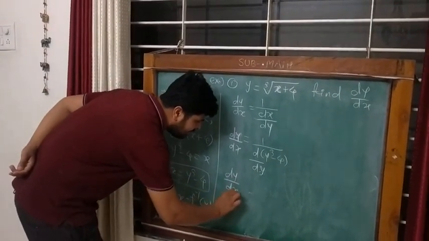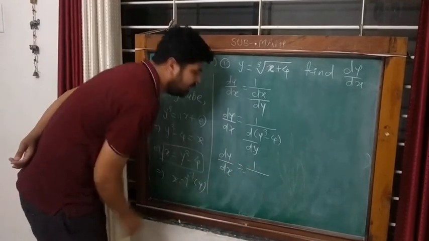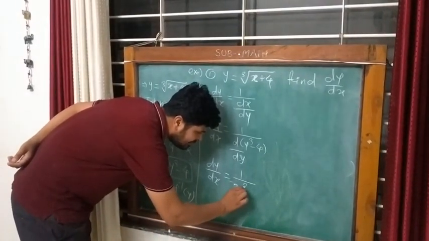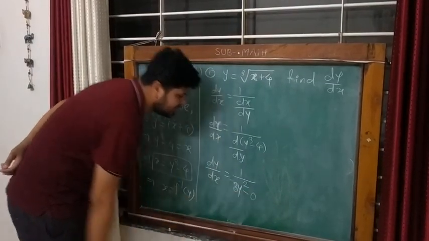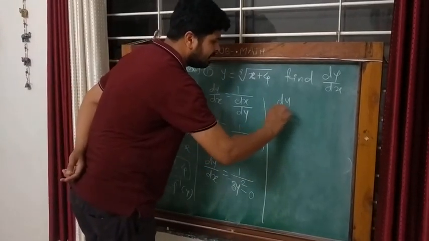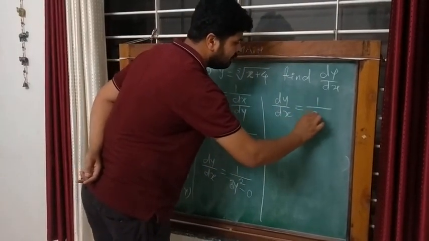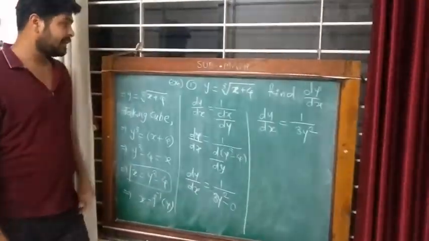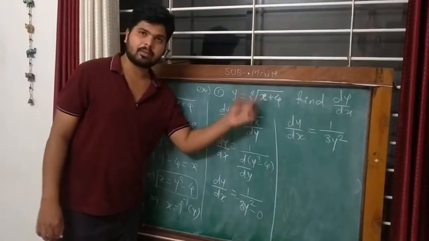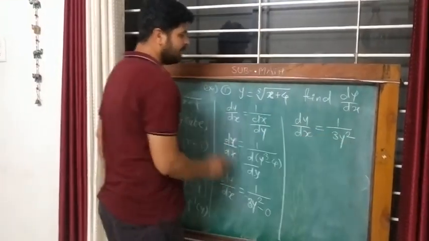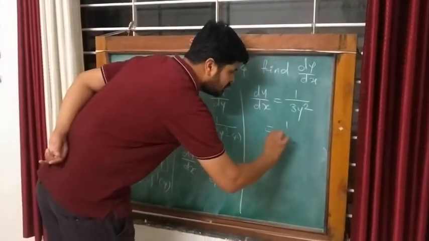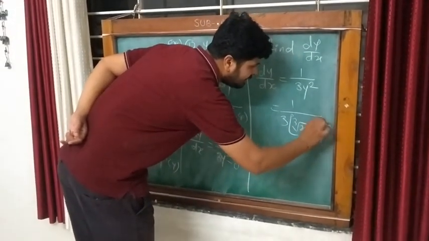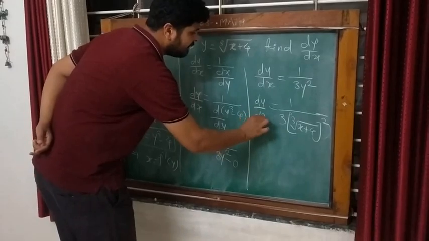So dy by dx is equal to 1 upon, now the derivative of y cube is 3y square and derivative of minus 4 is 0, right? So you get dy by dx is equal to 1 upon 3y square. But this answer is in terms of y. We require the answer in terms of x because y is a function of x. So we replace the value of y. Value of y is this. So 1 upon 3 in bracket cube root of x plus 4, bracket raised to 2. So this is your final answer, dy by dx.